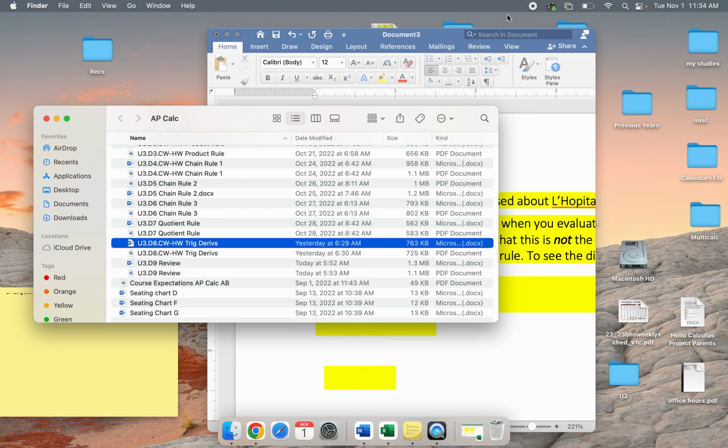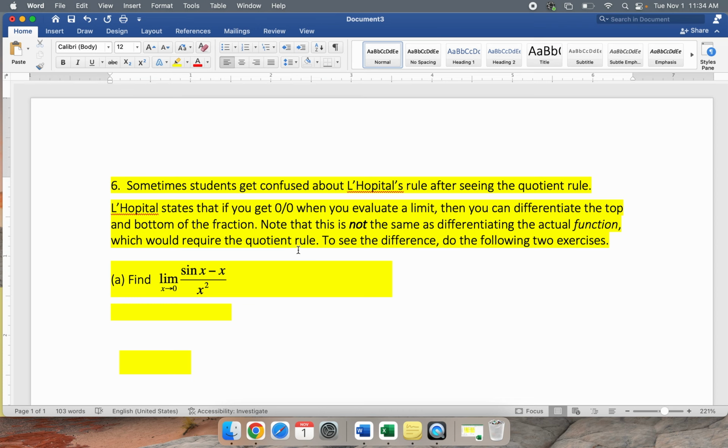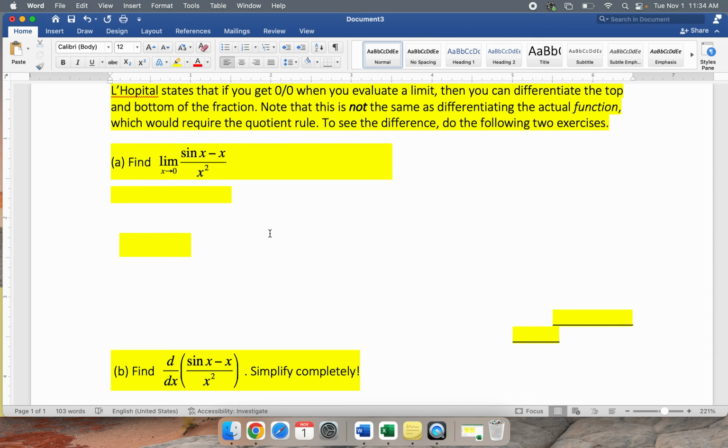I want to begin by going over some questions from day 7, from the quotient rule day. First of all is number 6, which is about the difference between L'Hopital's rule and the quotient rule. They kind of feel similar because in both cases you have a fraction and you're doing some kind of differentiation. So what's going on? First of all, L'Hopital's rule is something that is used to find the value of a limit.